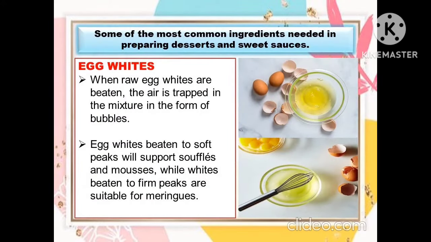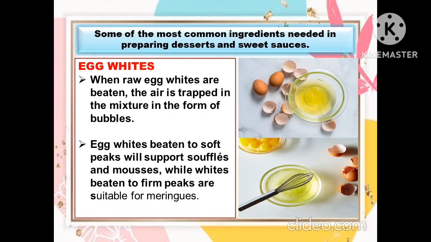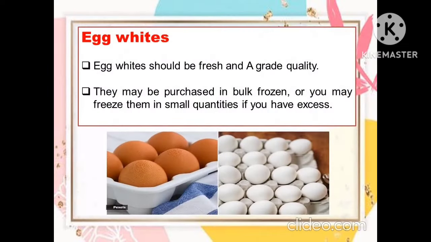Another common ingredient needed in preparing desserts and sweet sauces is egg white. When raw egg whites are beaten, the air is trapped in the mixture in the form of bubbles. Egg whites beaten to soft peaks will support souffles and mousses, while whites beaten to firm peaks are suitable for meringues. Egg whites should be fresh and A-grade quality.